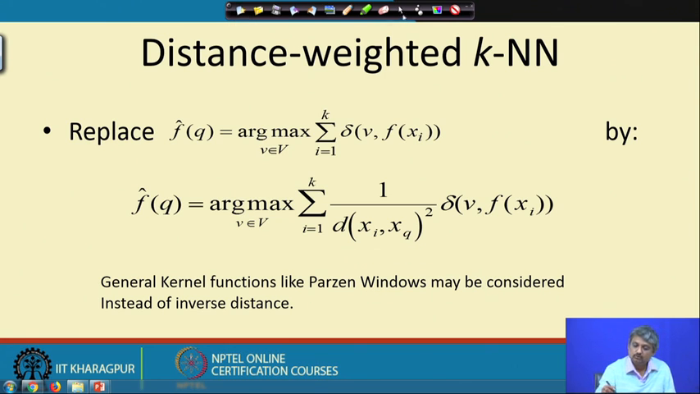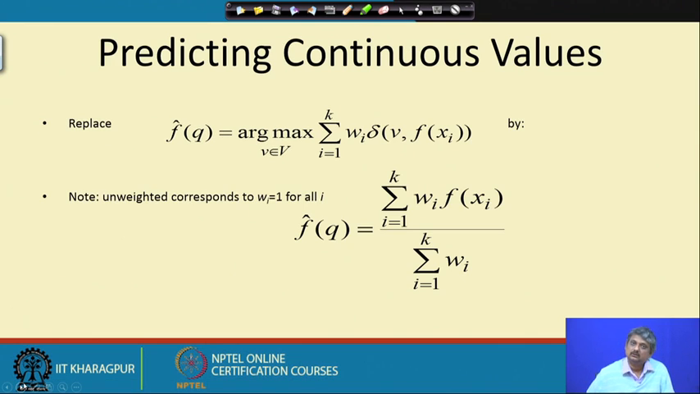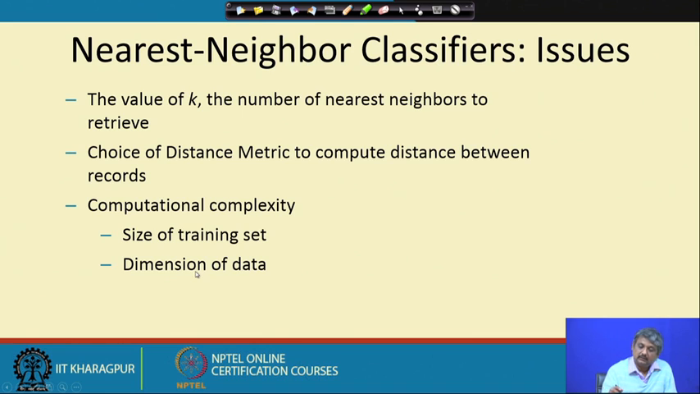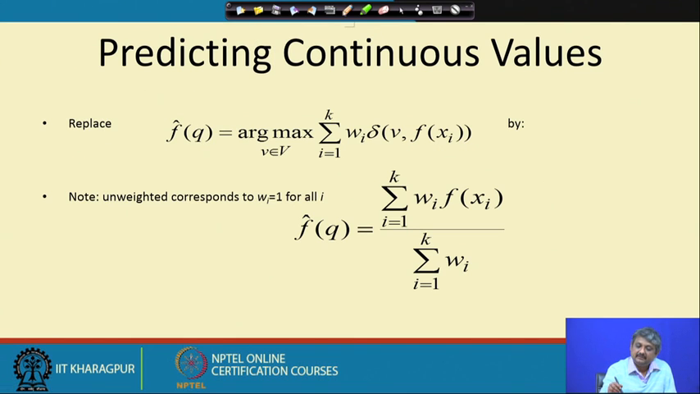In fact, what I can do is to extend this rule to problems which are not just classification, but predicting some continuous values also. For example, I want to predict the temperature of tomorrow depending on other values like the pressure, rainfall and so on.